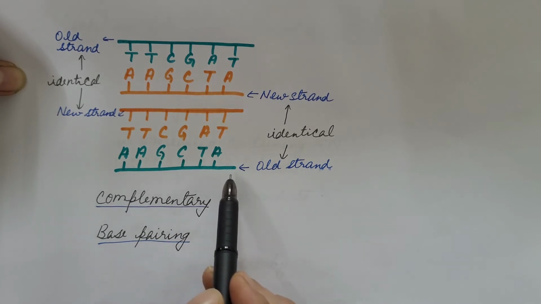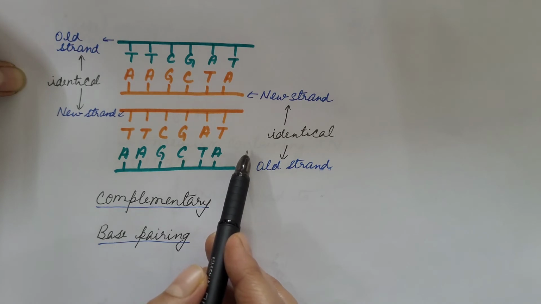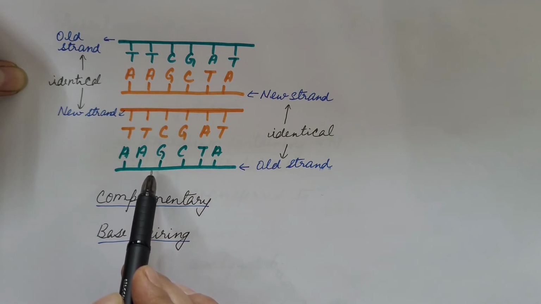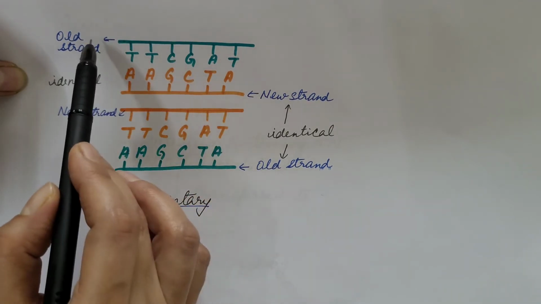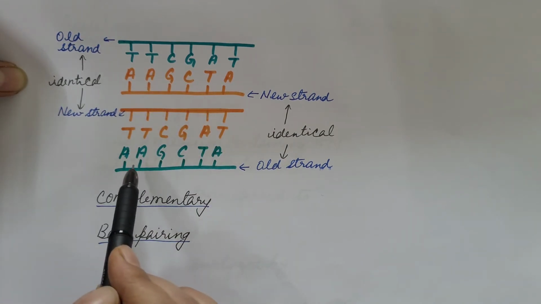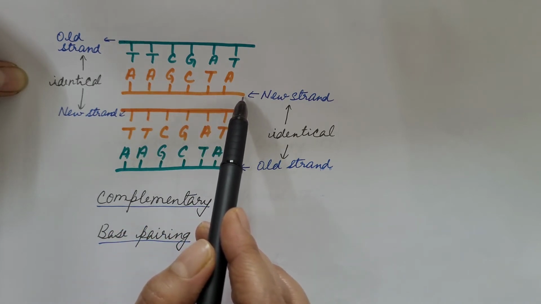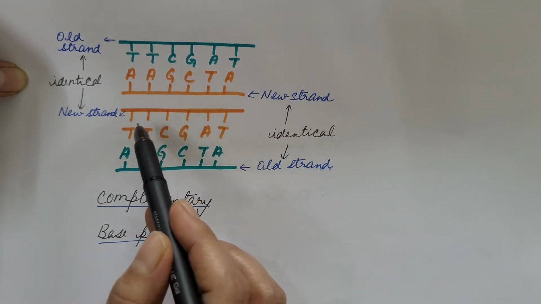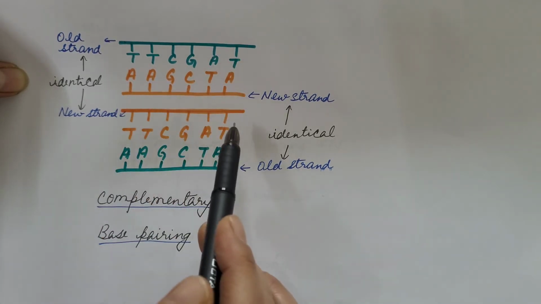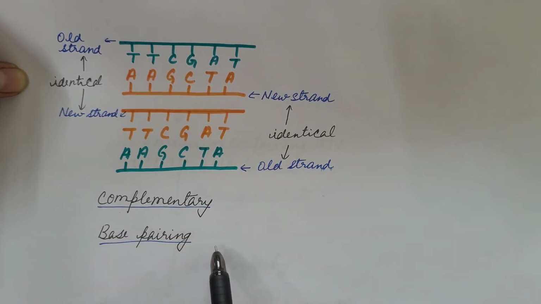Similarly, this is the old strand and this is the new strand. Here also it is synthesized on the basis of the complementary base pairing. So there are two copies of the DNA. This is the one copy, this is the second copy. In the first copy, the old strand is identical to the new strand of the second copy. Similarly, the new strand of the first copy is identical to the old strand of the second copy. So, these two copies of the DNA are identical because of the complementary base pairing.